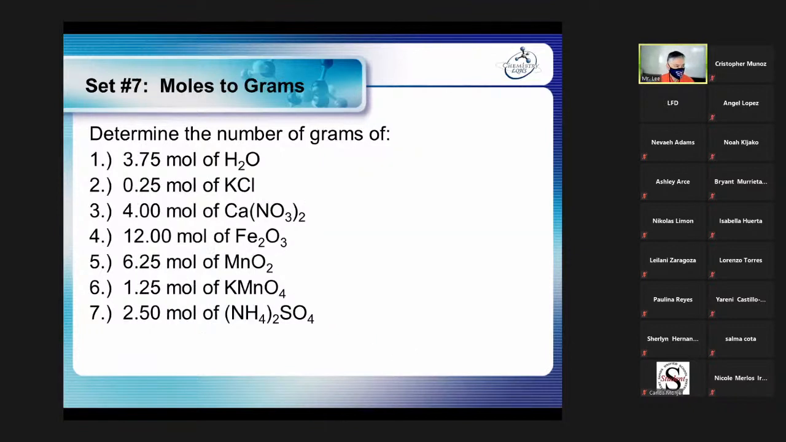All right. Now, let's say you have the moles of this stuff and you want to find the grams. So we want to go moles to grams. Now, if you look at this, again, it's the same substances. So if you found out what the molar masses previously were, then you don't have to do it again. I think water I already know is 18, this is 74, this is 164, if I remember correctly, for calcium nitrate.